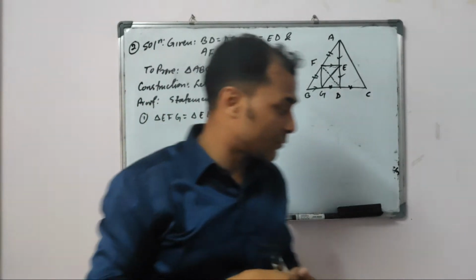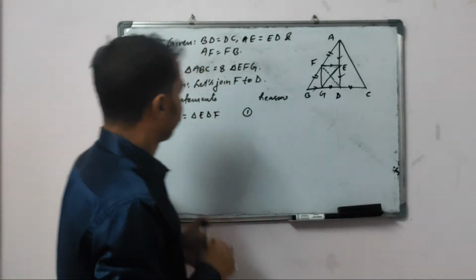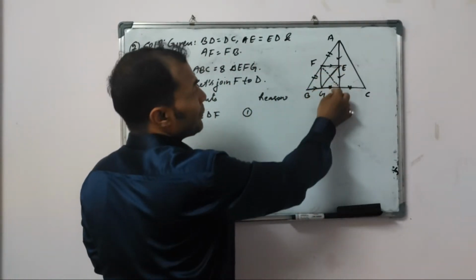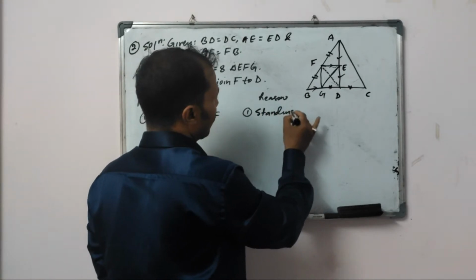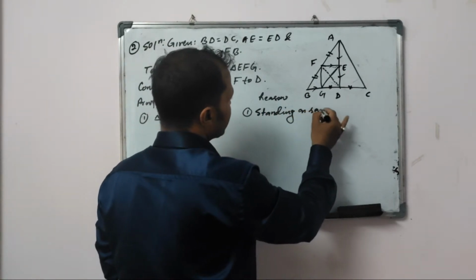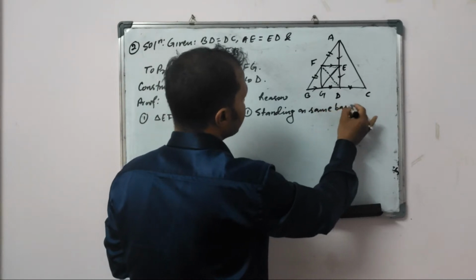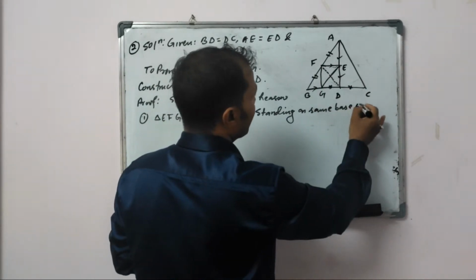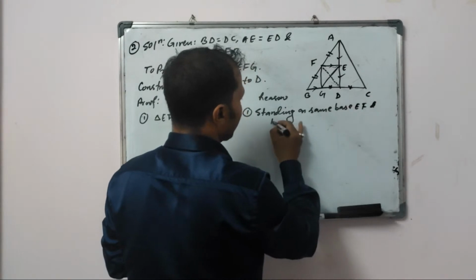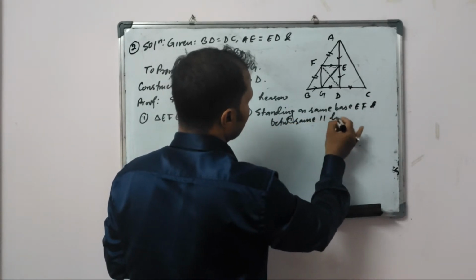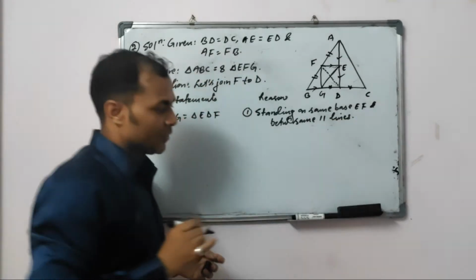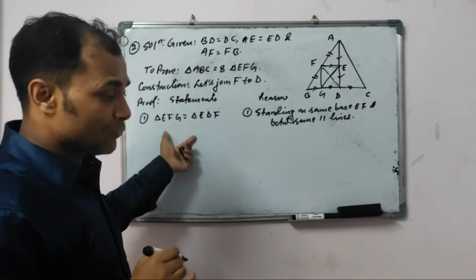What should be the reason for this? Both of them stand on same base and between same parallels. Standing on same base. Which base? EF. And between same parallel lines. So this is how these two triangles are equal.